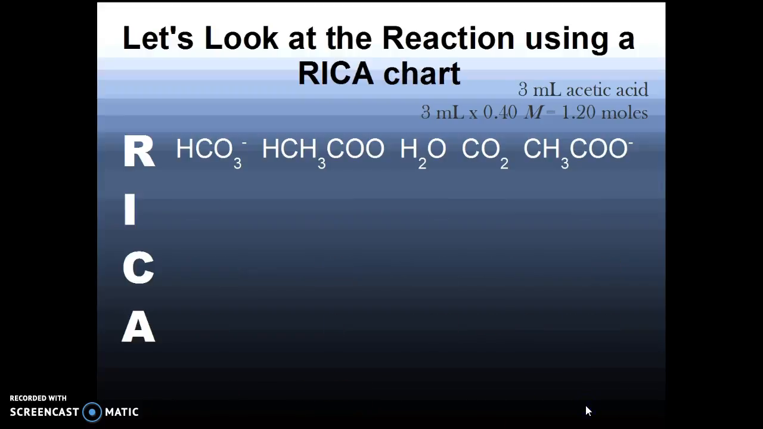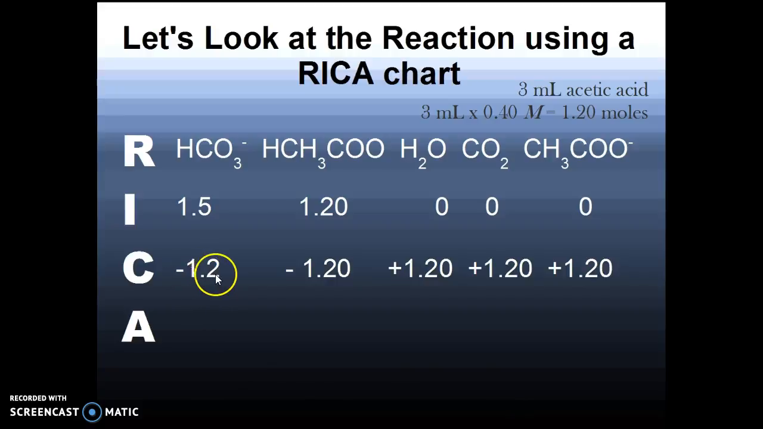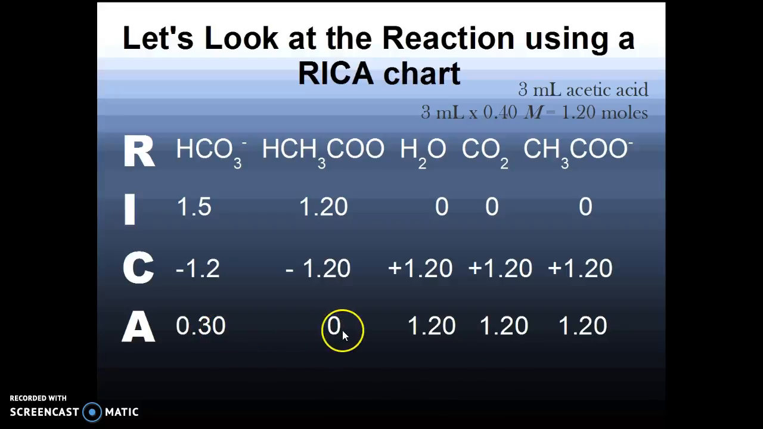However, we're getting close. If we add 3 milliliters of acetic acid, now we have 1.2 millimoles. When we do the reaction, we're going to lose 1.2 millimoles of the hydrogen carbonate and 1.2 millimoles of the acetic acid, producing 1.2 millimoles of all the products. We do the additions and subtractions, and we see that now we have 0.3 millimoles of the hydrogen carbonate ion left. We've used up all the acetic acid and produced 1.2 millimoles of the products, but now, although we're still in excess with the hydrogen carbonate, we only have 0.3 millimoles left. We're still limiting on the acetic acid.